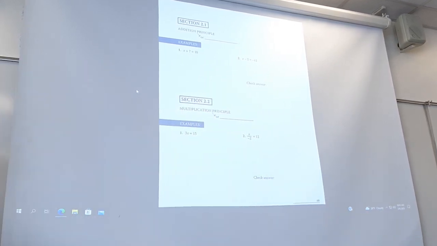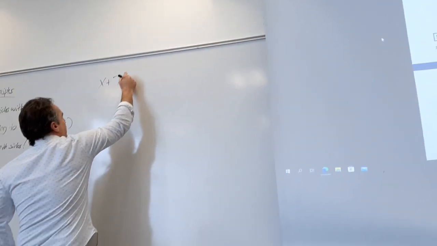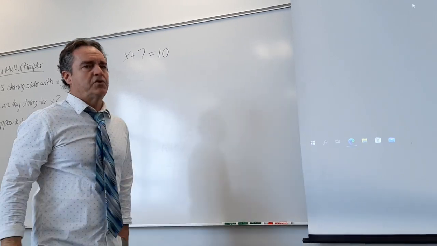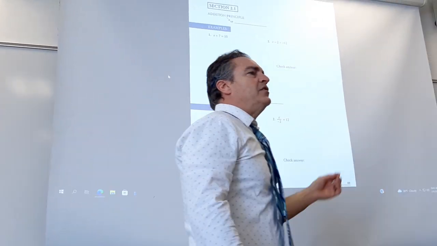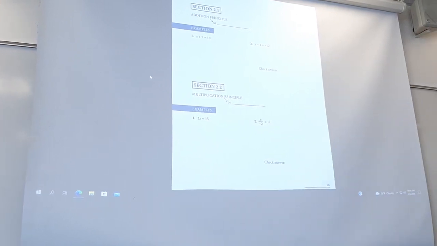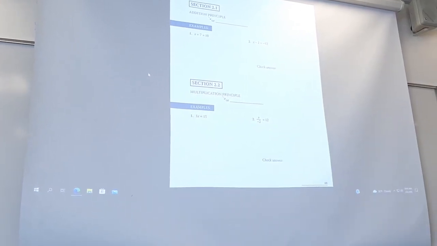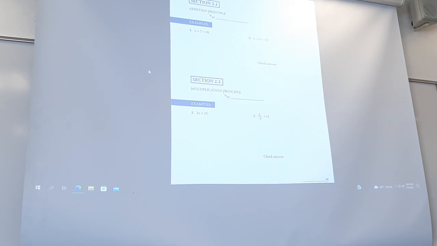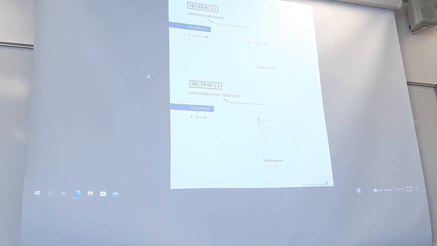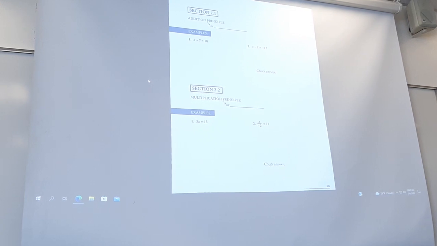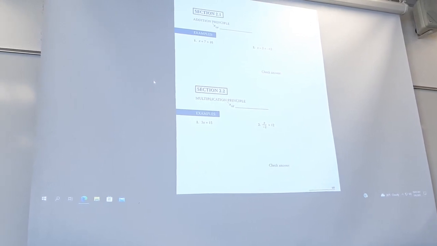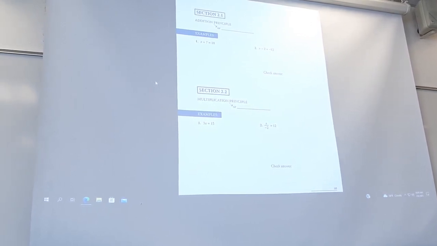Okay, x plus 7 equals 10. Before we do this, I want you to look up here. The addition principle, there's a little arrow that says or. This is the addition or subtraction principle, so write subtraction on that line. It is not called the addition or subtraction principle, but both addition and subtraction apply here. There's not a separate principle called the subtraction principle. The addition principle covers both addition and subtraction.